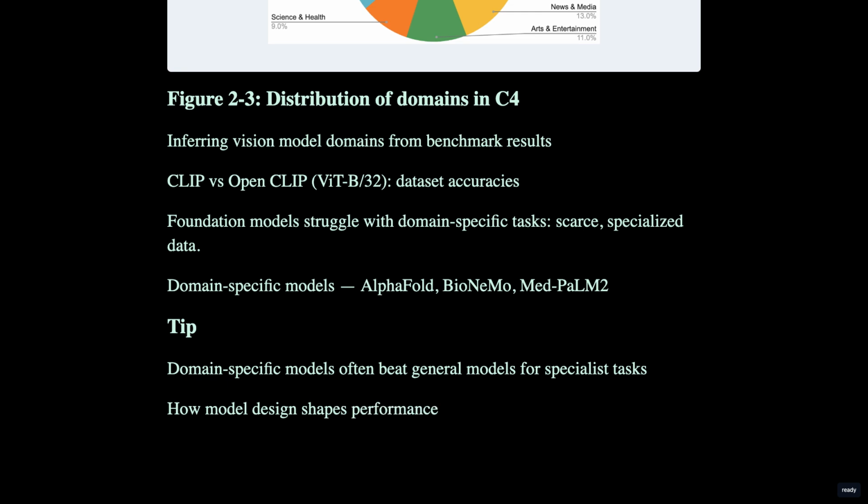We already looked at how training data affects behavior. Now we'll focus on the design choices inside the model. Architecture, model size, objective functions, regularization, and inductive biases all change what a model can learn. Next, we'll examine each factor and its effect on accuracy, generalization, and efficiency.